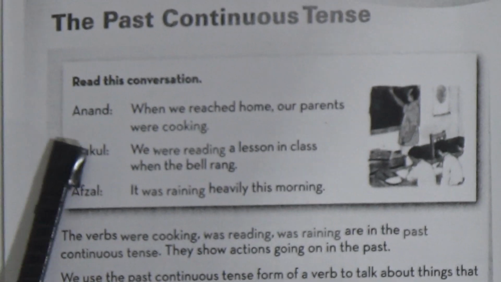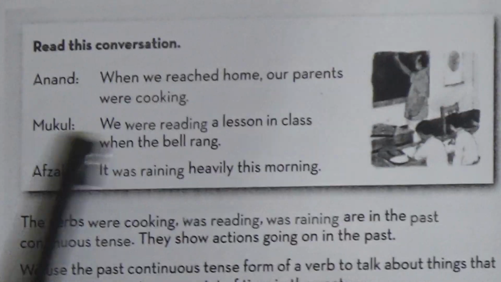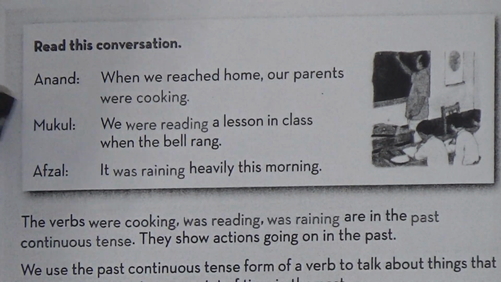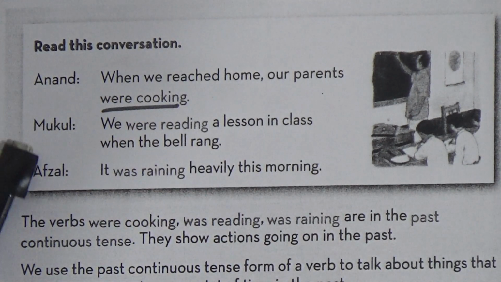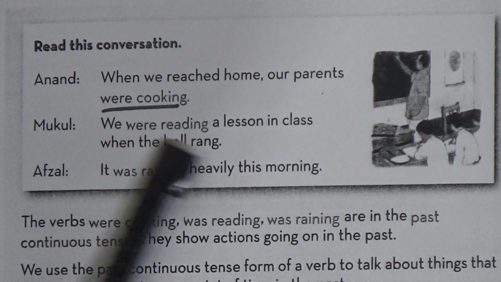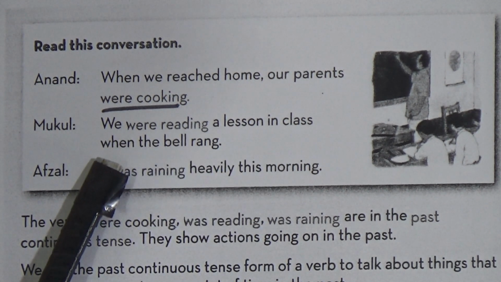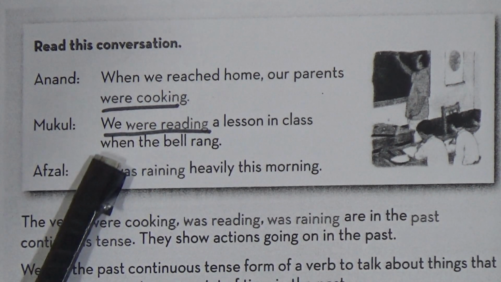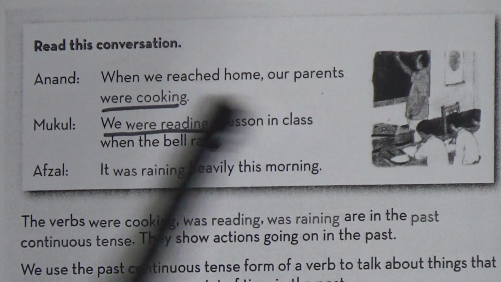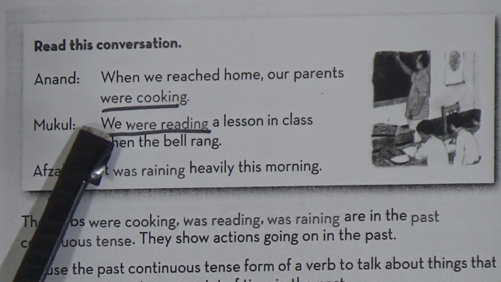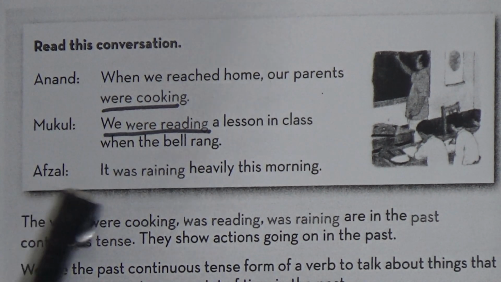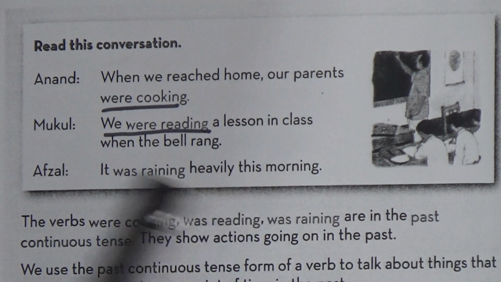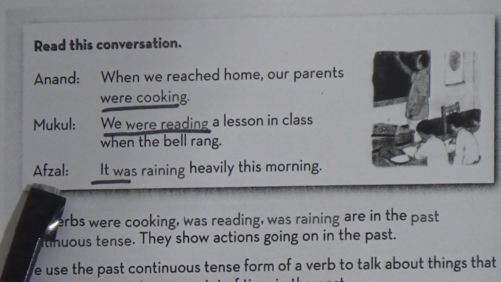So past continuous tense. Read this conversation. Anand, when we reached home, our parents were cooking. So our parents were cooking. This is past continuous tense. Mukul, we were reading a lesson in class when the bell rang. So we were reading. After we we used were, and after our parents we used were because the subject is plural. Afzal says, it was raining heavily this morning. So after it, we are using was.